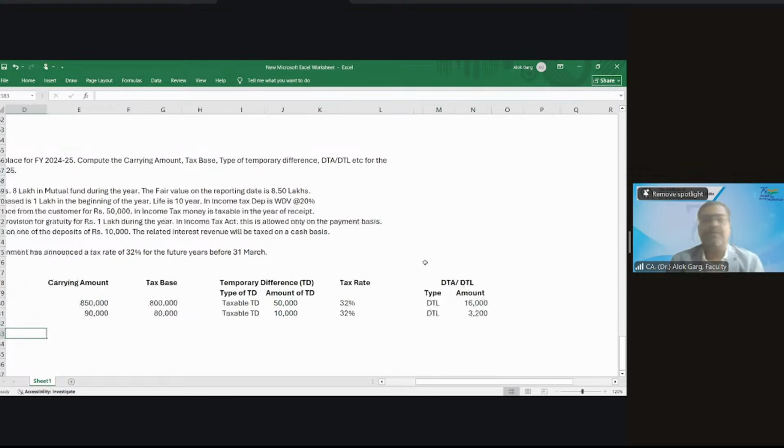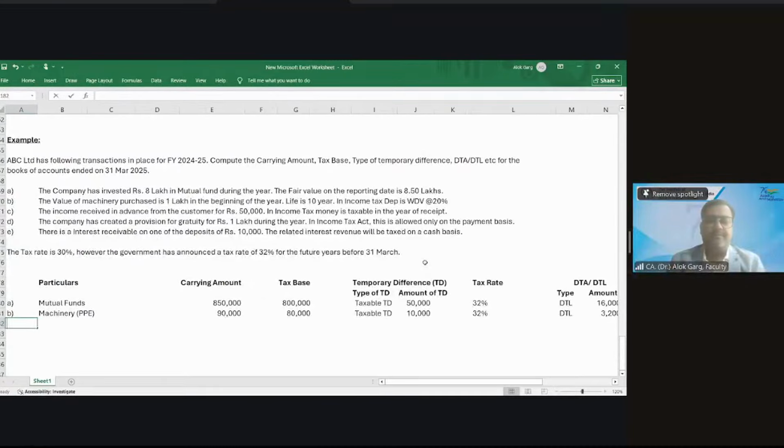3,200, yes. 3,000. Now, income received in advance from the customer for rupees 50,000. What is the accounting entry? Naman, please tell me the accounting entry for income received in advance. Advance received from customer का accounting entry क्या होगा? Naman, what is the accounting entry?